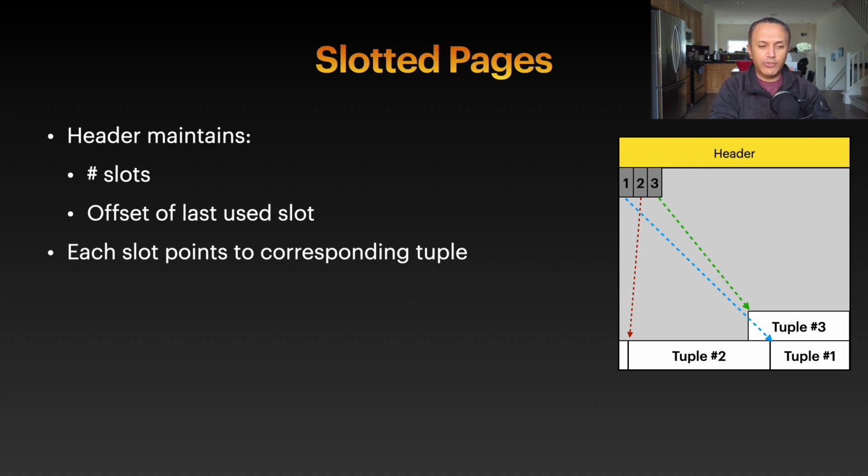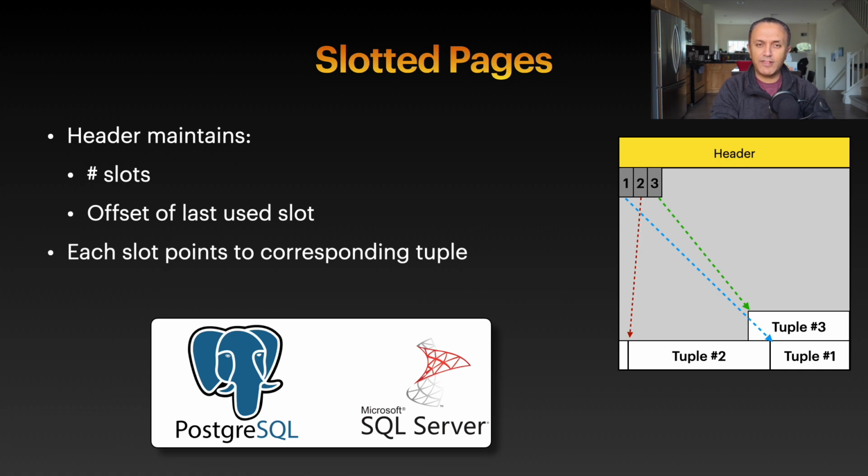We have a page with three tuples, tuple number one, number two, number three. The actual data is stored near the end of the page, and then we have these three slots in the beginning that point to the location of each one of these tuples. So if I want a particular tuple and I know its number, tuple number two, and so on, then I can just go to the corresponding slot, find the location of that tuple, and then go and read it. This is a popular way of organizing the tuples inside the pages. It's used in many systems. For example, Postgres and SQL Server use this mechanism to store the tuples inside the page.